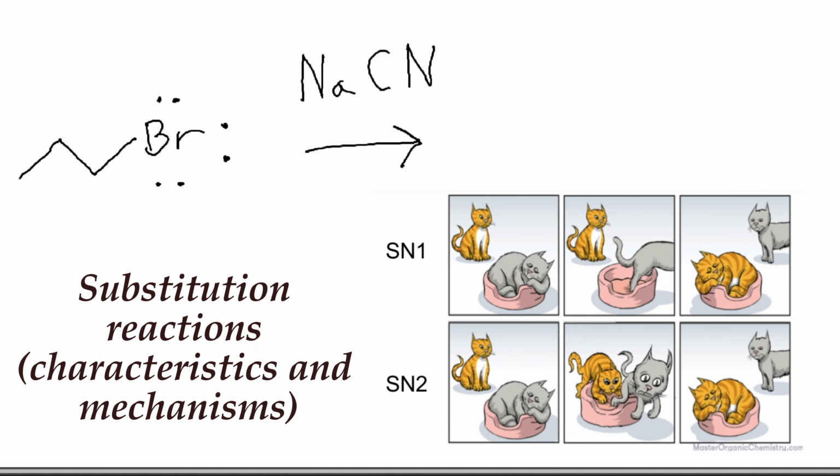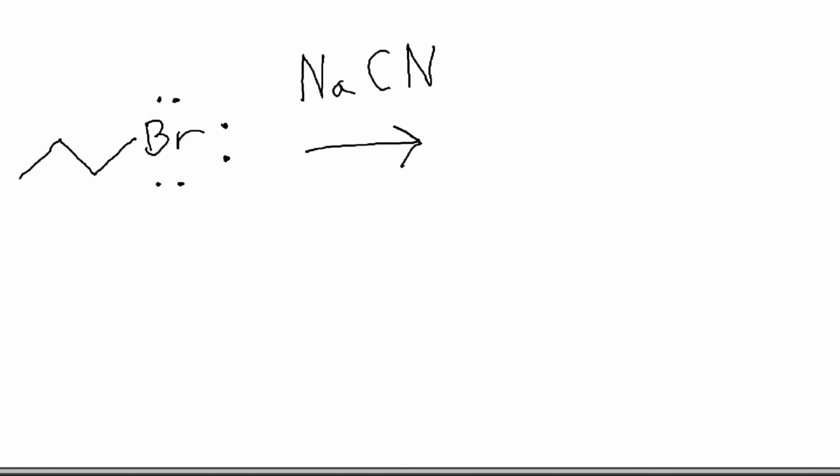Substitution reactions. What are they and what do they look like? Well, without knowing what they are, let's first analyze what we have here. This bromine atom is going to be a leaving group because it has a high electronegativity, so it wants to take electrons and just leave.